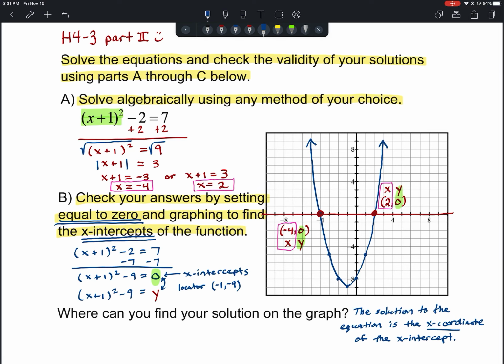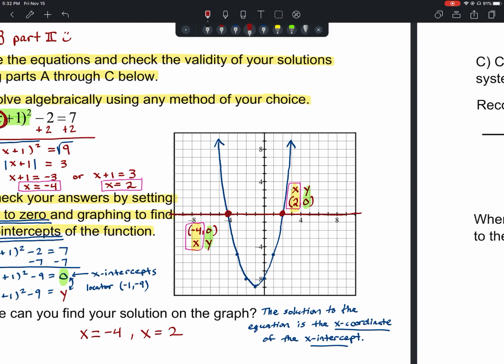And the reason I'm trying to emphasize it's the x-coordinate of the x-intercept is because when you solve it like this, we get these points. And what ends up happening a lot of times is students will write down that the solution is (-4, 0) or (2, 0). Our equation has just an x in it. So when we're solving it here, we're looking for just an x. So the x-coordinates that we get are the solutions to the equation. That's all we're interested in. So x is equal to -4, and x is equal to 2.